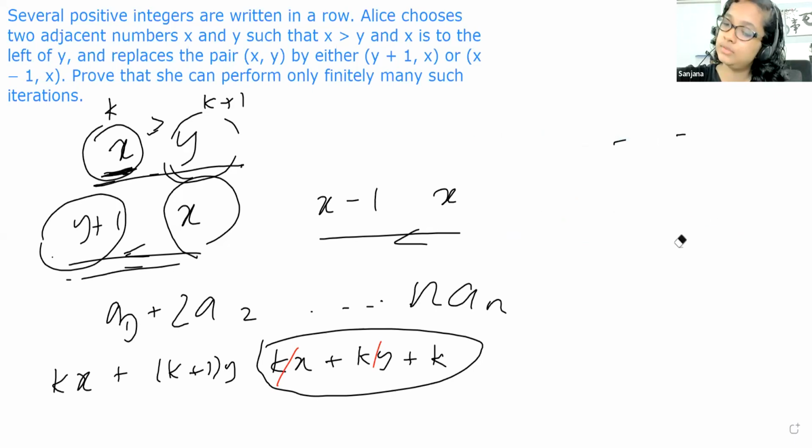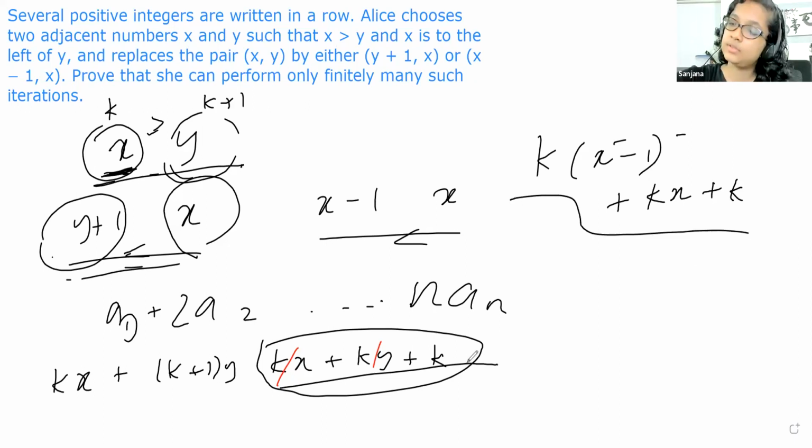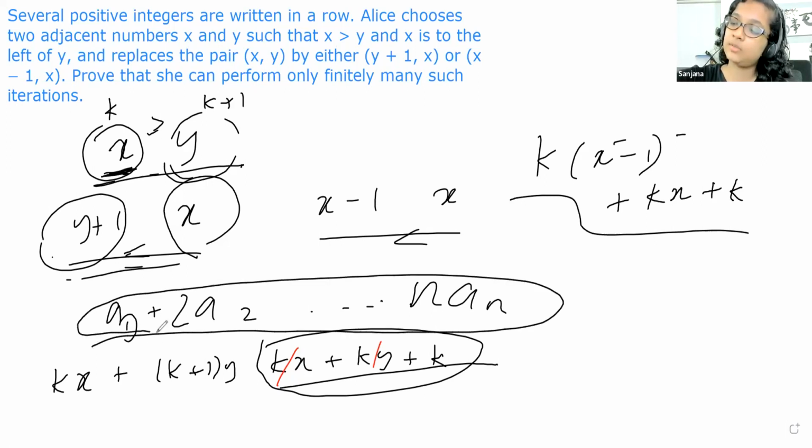Now suppose you take the other case. So you have K times x minus 1 plus K plus 1 times x, so that's Kx plus K. And then here you have this thing. In this case also, if you work it out, you can see that this one will be greater than this. So that means that this total thing you have always increases.